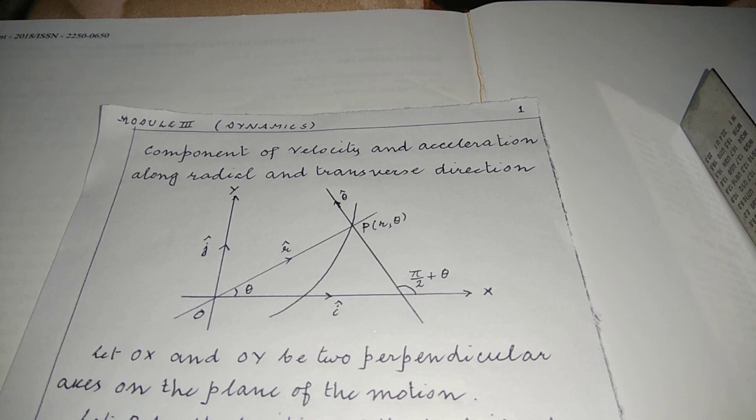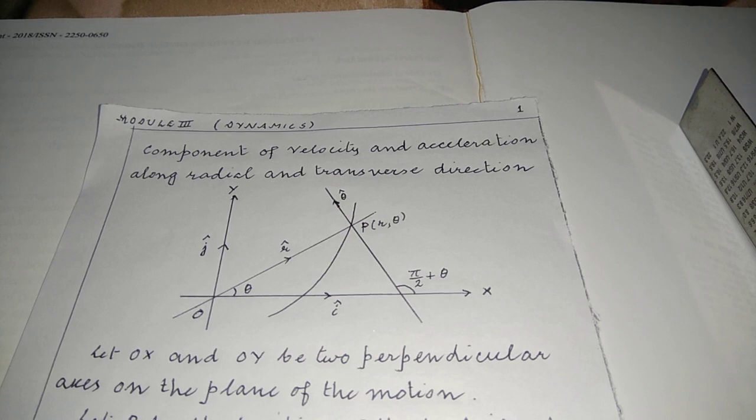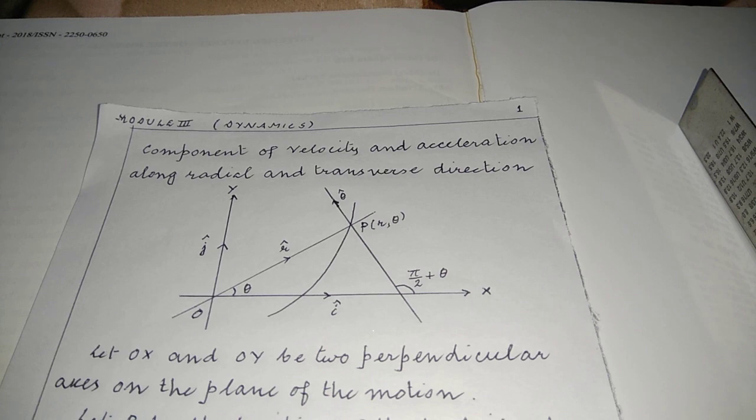When you start with this module, my suggestion is that first of all you write down the contents of this module. If you see the syllabus, the first topic of this module is components of velocity and acceleration along radial and transverse direction. Transverse direction is also known as the cross radial direction.